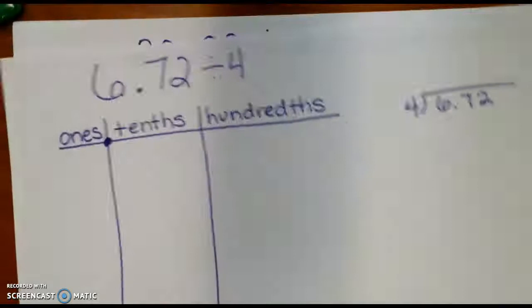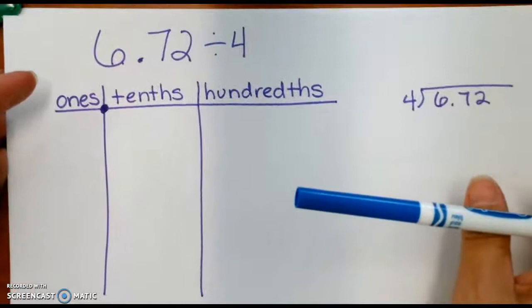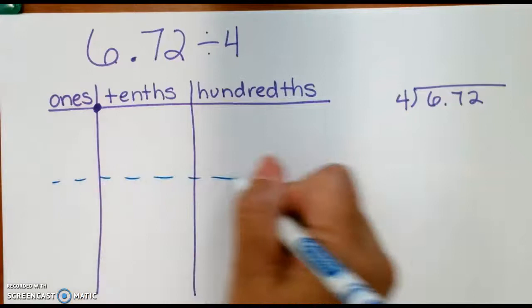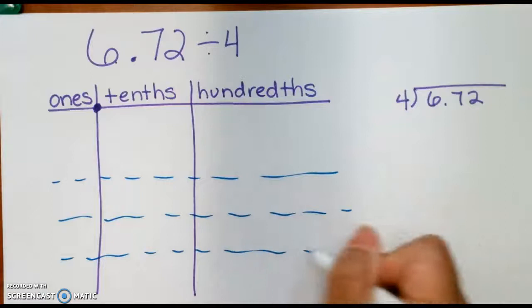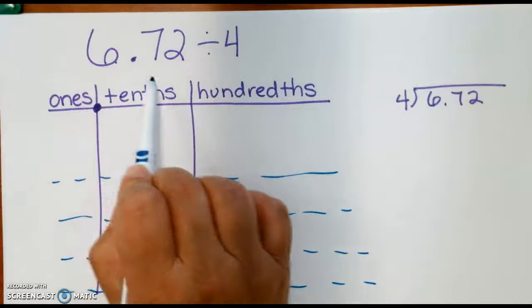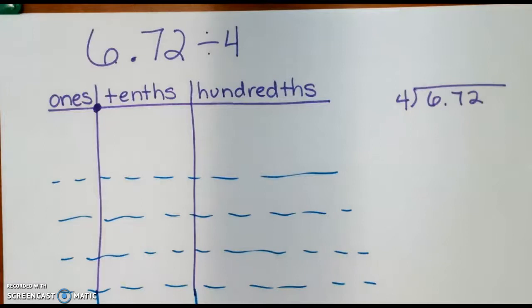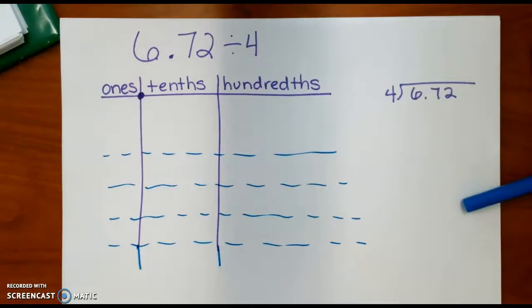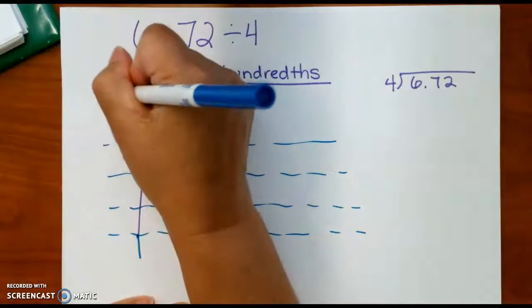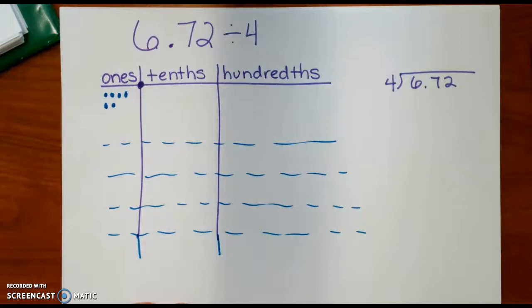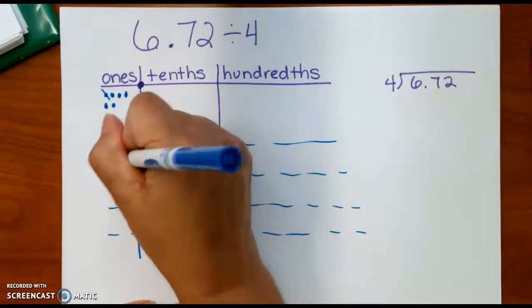This time we're going to take 6.72 and we're going to divide it into 4 groups. So I'm going to need 4 blocks at the bottom so that I can share my 6.72 into 4 groups. Now, when I do that, I have 6 ones. I'm going to put them into 4 groups. How many is going to be in each group? Just one. So I have 1, 2, 3, 4. I have 2 left over.